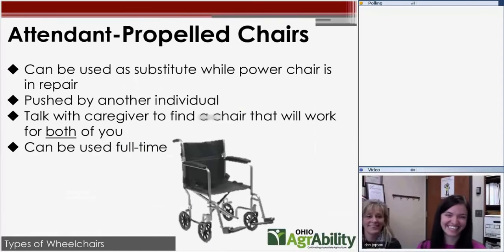We missed one. The first type of chair we're going to talk about is an attendant propelled chair. Mainly these chairs can be used full-time, but they're not recommended for that use. They are propelled by a caregiver, not by the user. And they can be used as a substitute for a power chair if it's in repair, or also if someone is pretty mobile and can ambulate community distances, so by using something such as a cane or a walker, but maybe just need something if they're out and about, such as in the grocery store or to the post office, and just need it for a limited amount of time with a caregiver.